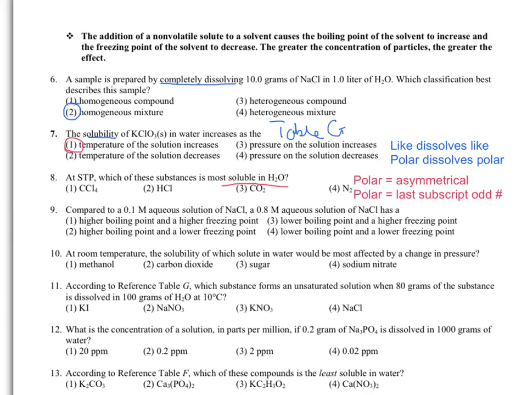Now, a shortcut to remembering polarity is that polar substances tend to have an odd-numbered final subscript. So here, when we look at the subscripts, carbon tetrachloride has a final subscript of 4, which is even, making it nonpolar. Hydrochloric acid has a final subscript of 1, because 1 is understood, making it odd. So it is indeed polar. Carbon dioxide has a final subscript of 2, as does nitrogen. So we pick the final subscript that is odd, hydrochloric acid.